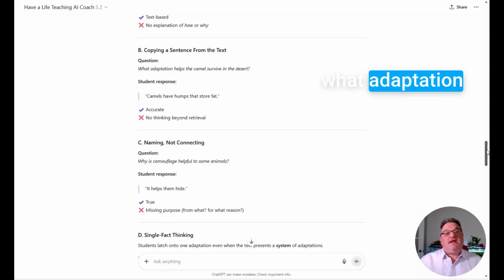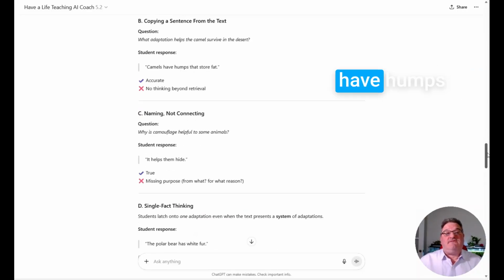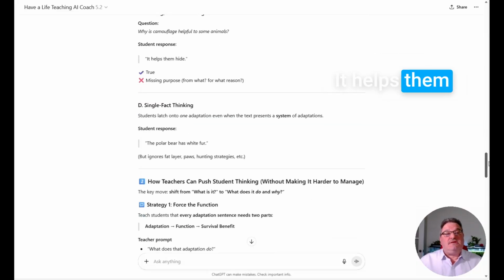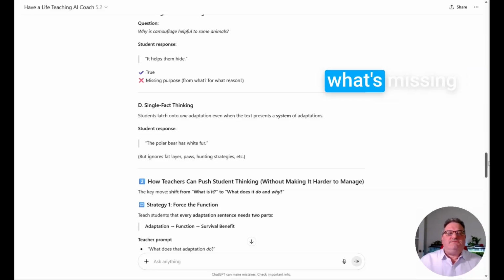The question is, what adaptation helps the camel survive in the desert? They might say camels have humps that store fat, but there's no real thinking beyond retrieval. Again, not really talking about how does that help, or why is that an adaptation that works in the desert. They might name and not connect. So why is camouflage helpful to some animals? It helps them hide. But again, what's missing is that purpose. Helps them hide from what?